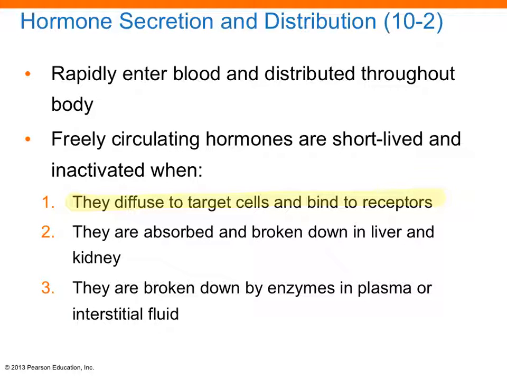Next is hormone secretion and distribution. Number one, they rapidly enter the blood and are distributed throughout the body. They are freely circulating hormones and are short-lived and inactivated when, number one, they diffuse to target cells and bind to receptors. Number two, they are absorbed and broken down in the liver and kidney. And number three, they are broken down by enzymes in the plasma or interstitial fluid.